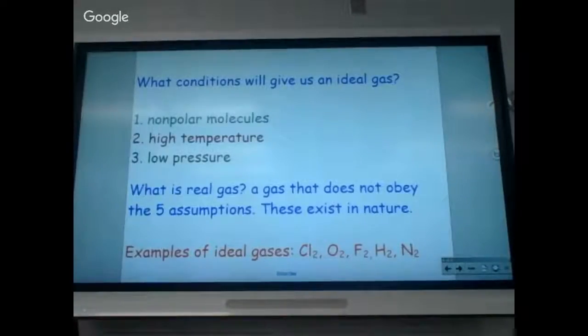Now, the other thing I put up here is what is a real gas. A real gas is a gas that really exists. It's a gas that does not obey those 5 assumptions. And they exist in nature. You can calculate with a real gas. We just don't do that in a first-year class.